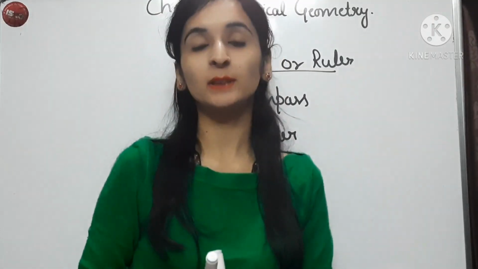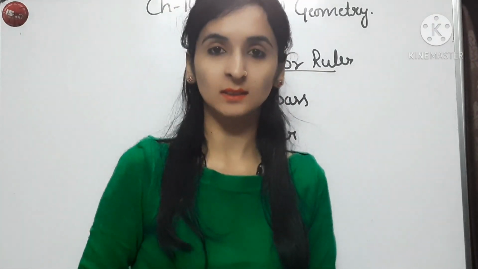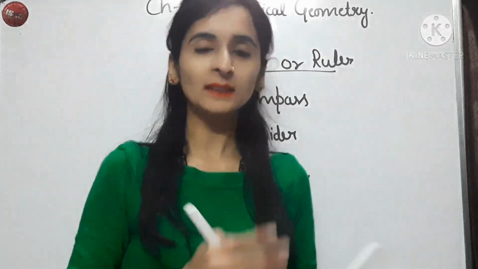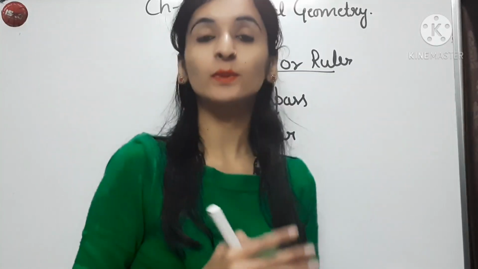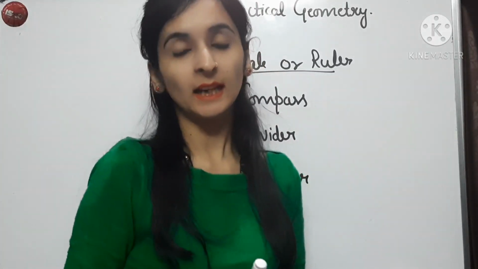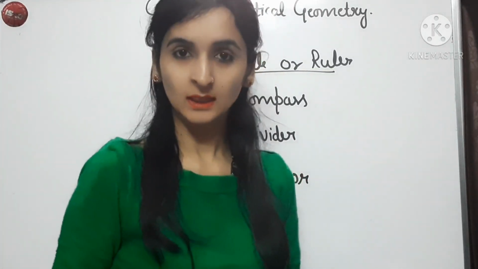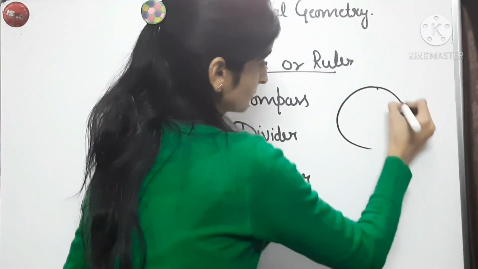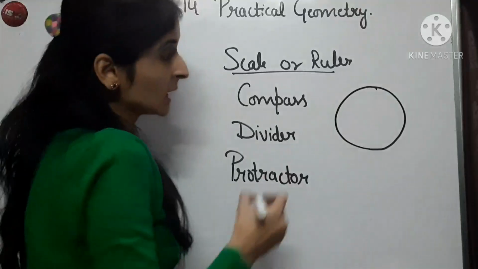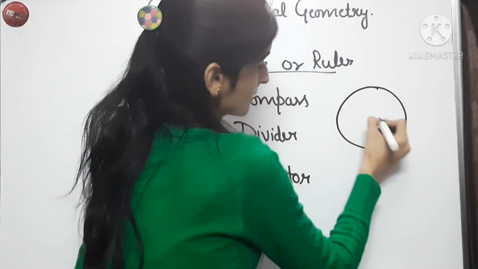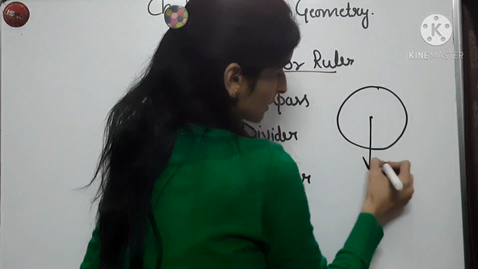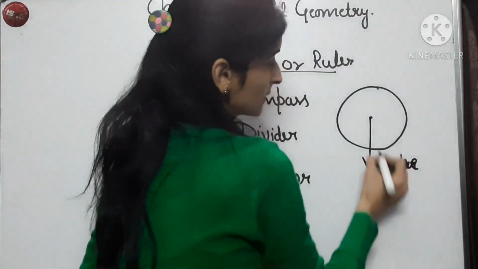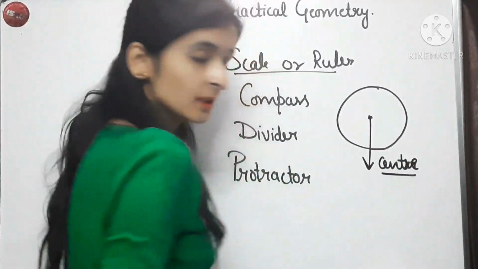In exercise 14.1, we are going to draw circles. In our 5th standard, we have already discussed circles. So let's recall what a circle is, how we draw a circle, and what the parts of a circle are. So children, this is a circle, and this is the center of the circle.